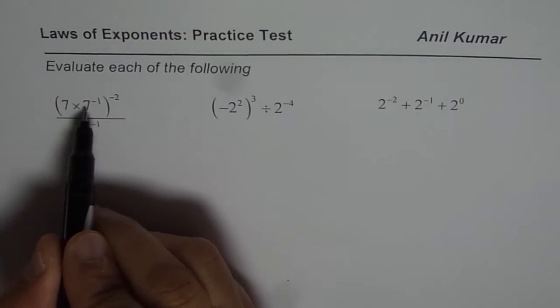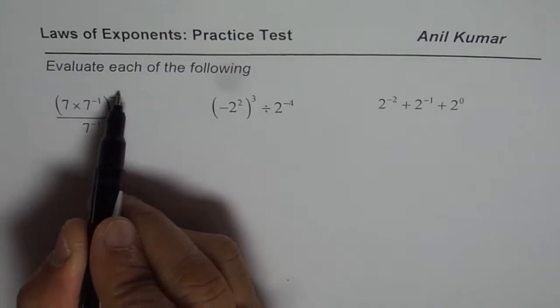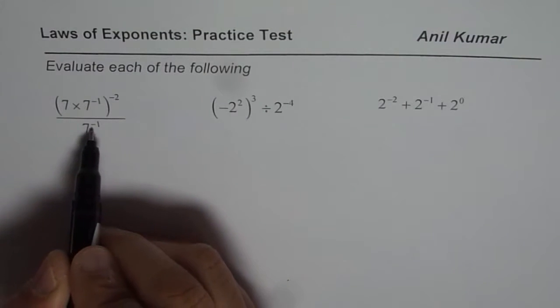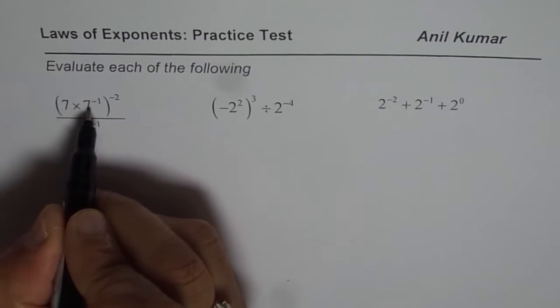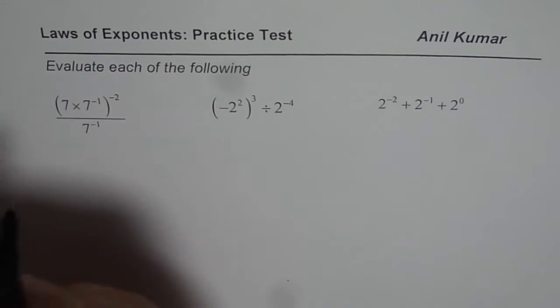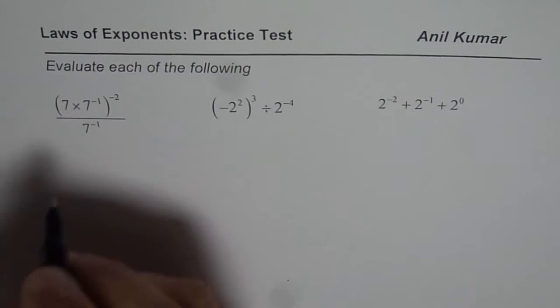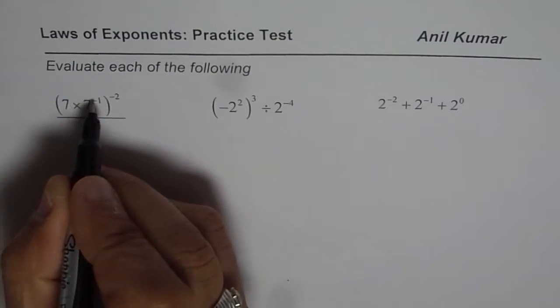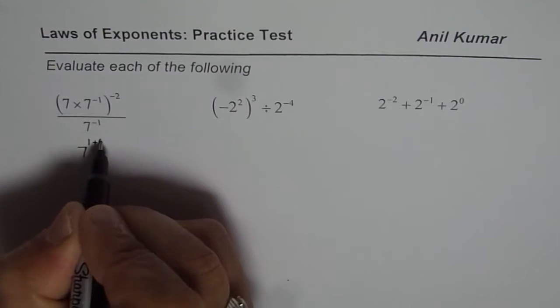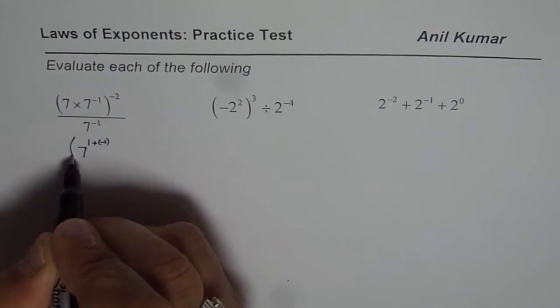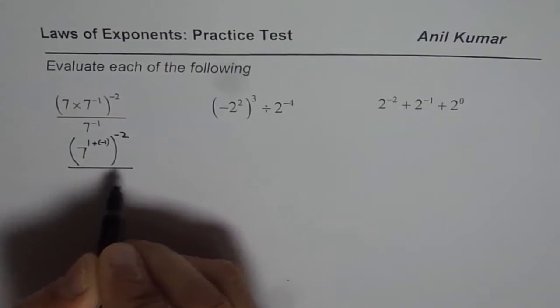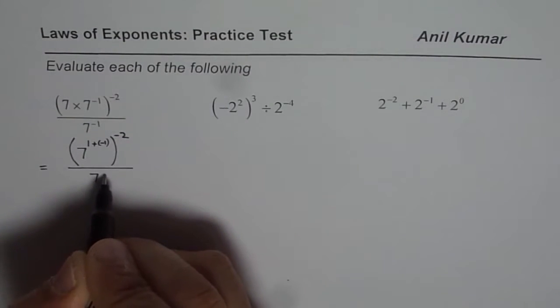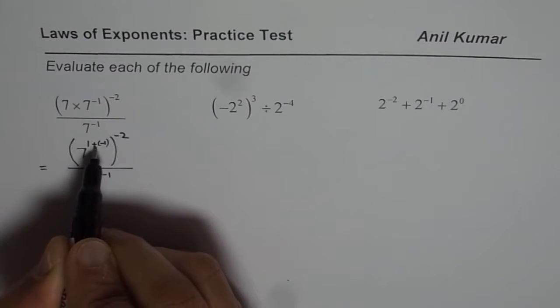First one is 7 times 7 to the power of minus 1, all to the power of minus 2, divided by 7 to the power of minus 1. Let us do inside the bracket first. Whenever you multiply exponents with the same base, the rule is to add them up. If nothing is written on the top, it is 1. So it is 1 plus minus 1. That is the rule, right? When you multiply with the same base, add the exponents. So we've done the first step. Now 1 plus minus 1 is 0.